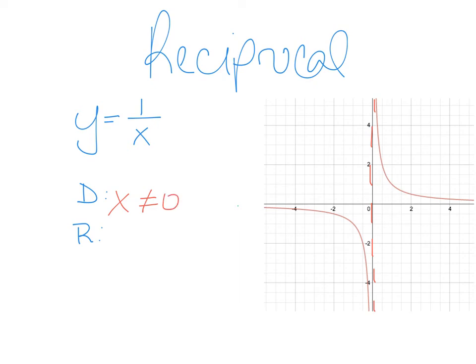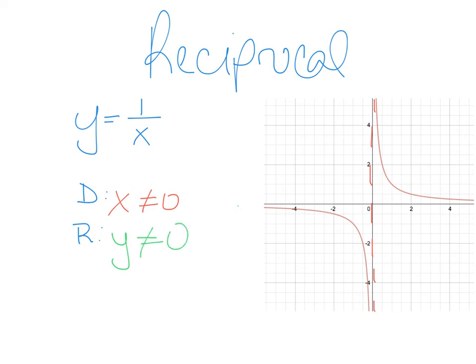Now for my range, I have a similar scenario going on. If I took a trip on the y-axis, here I am, I will see a point, I will see a point, I will see a point. And then I get to this area here, and there's another issue. There is an asymptote. I'm not going to make contact with anything here. So therefore, y can't be 0, or on the x-axis.